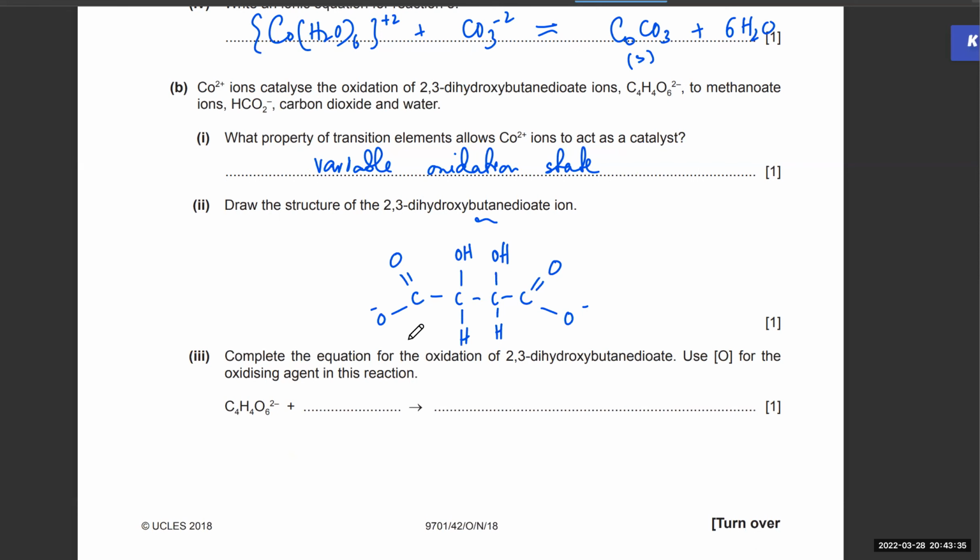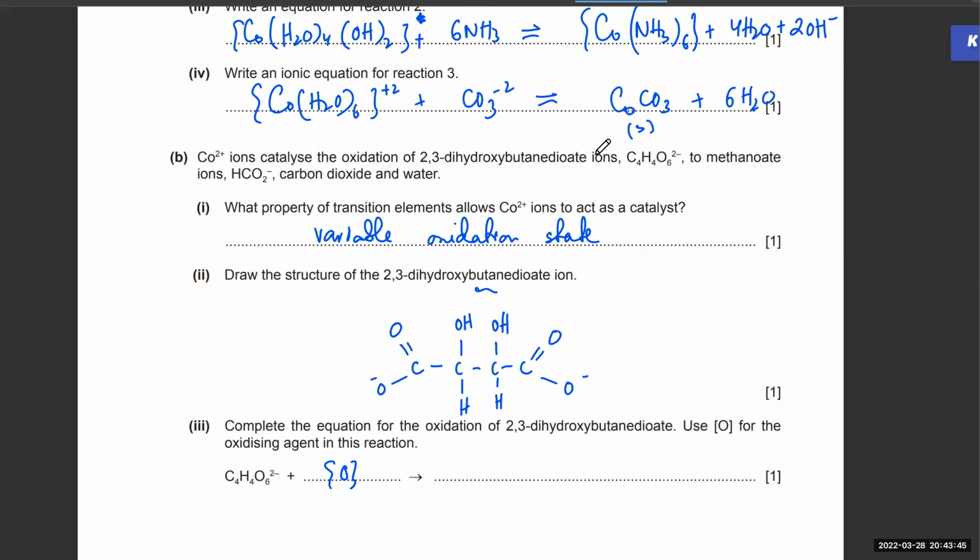Now complete the equation for the oxidation of this thing, use O for the oxidizing agent. So we're going to use O. And what is it forming? He's saying to methanoate ions, which is HCO2-, and carbon dioxide and water.